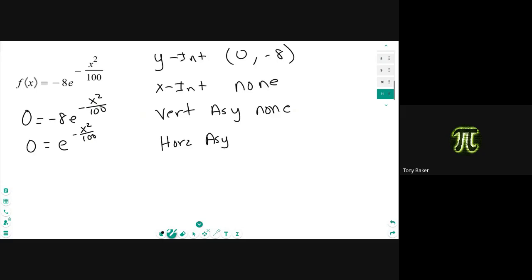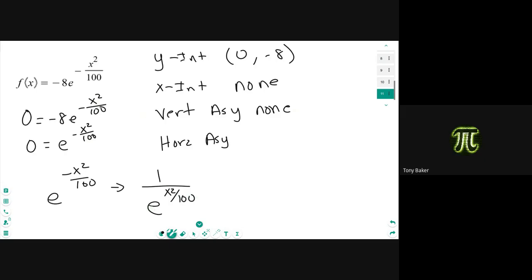So what does this do as I go to infinity? So what do negative exponents do? The -8 really doesn't do anything in this problem, so I don't really have to worry about the -8. Oh no, that's actually the important piece of this one. So if we look at just e to the negative x squared over 100, that's really saying the same thing as 1 over e to the x squared over 100, right?